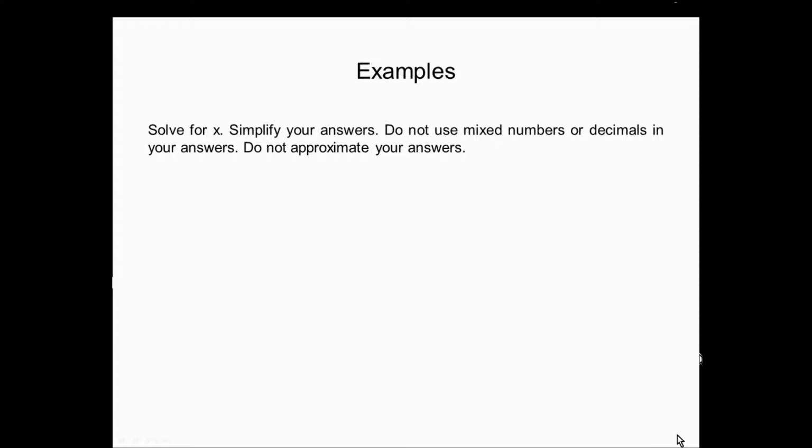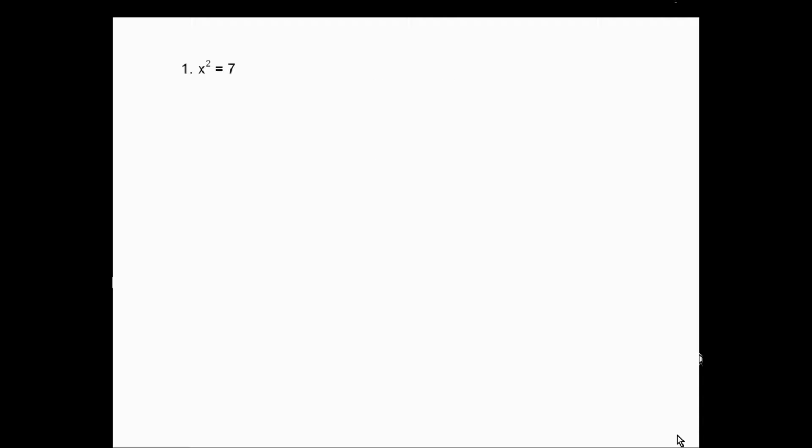Let's try some examples. Solve for x, simplify your answers, do not use mixed numbers and decimals in your answers. Do not approximate. Now, what we're about to do should remind you of what we did way back in section R.5. Number 1, I have x squared equals 7. Okay, you have something squared equals a number. You're going to take square roots.